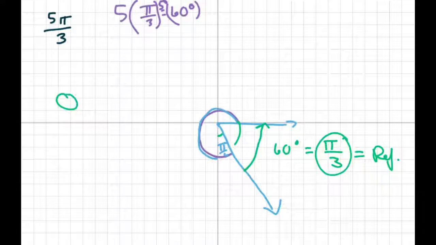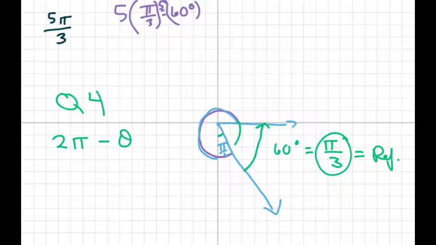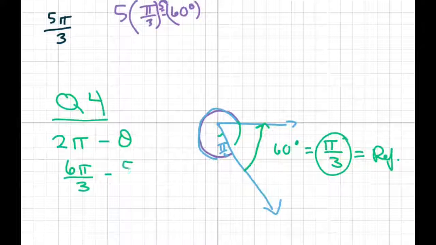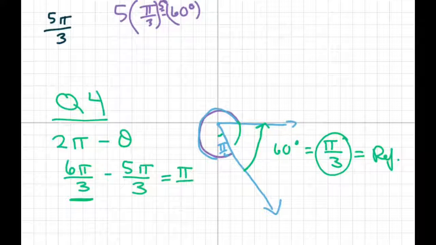Algebraically, if you're in quadrant 4, which we are, you take 360 degrees, and in this case that would be 2 pi, minus your angle. That's for quadrant 4. So for 2 pi, that's going to be 6 pi over 3, since we need the same common denominator here. This equals 2 pi there, and that gives you your reference angle of pi over 3.